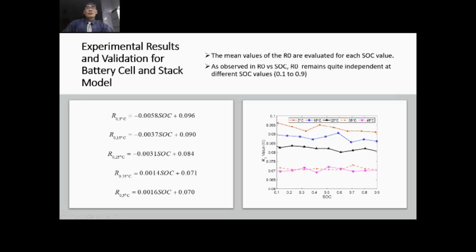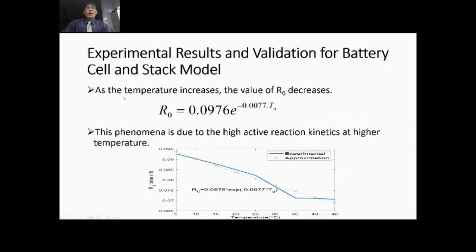Alright, so these are the fitting of points that we have obtained for different temperatures for R0. As temperature increases, the value of R0 decreases. This is the relationship we obtain, and this phenomenon is due to the high active reaction kinetics at higher temperatures. So this is how we try to fit the points, by these equations.